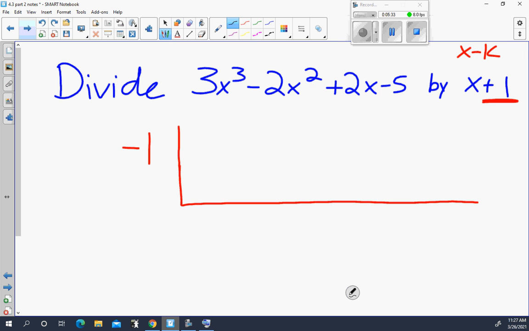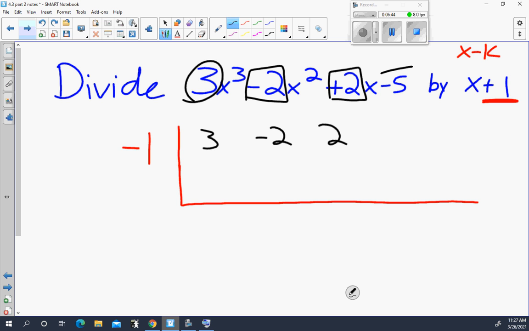Now let's write our coefficients. We have 3, negative 2, positive 2, and negative 5. Perfect. First thing we have to do, drop that number down. That 3 goes right there. Now we multiply. Negative 1 times 3 is negative 3. Add these together. What's negative 2 plus negative 3? That's negative 5.